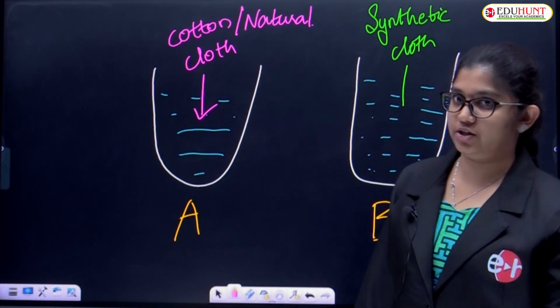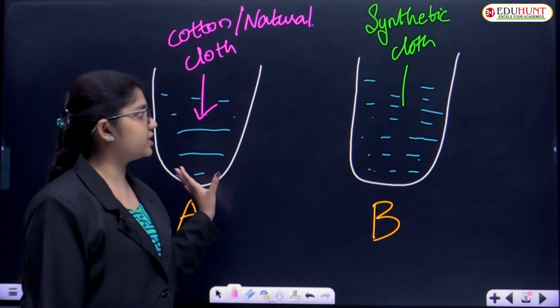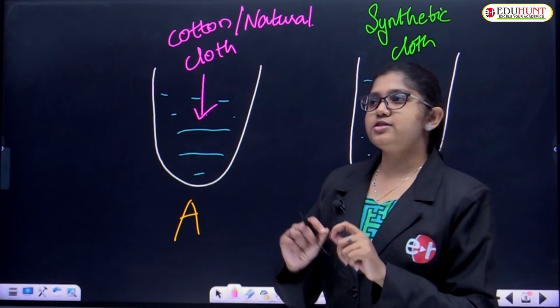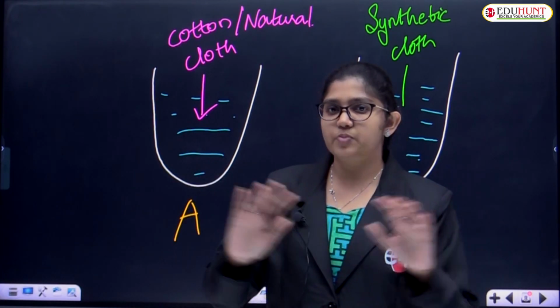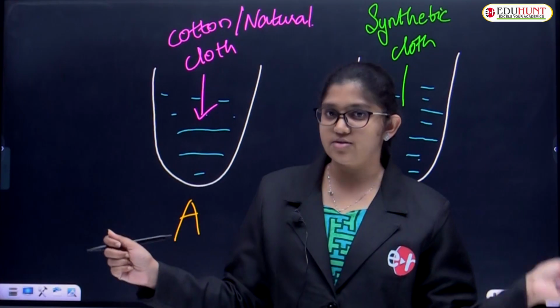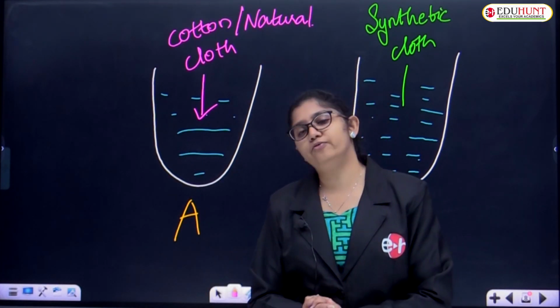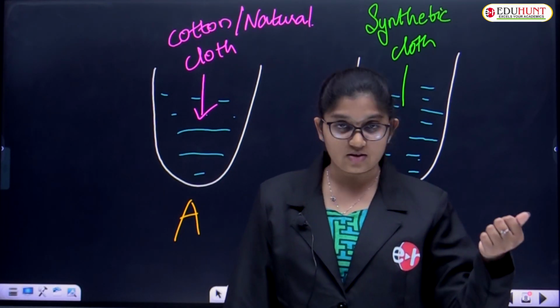This is my first question, children. My next question is, after taking both cloths outside, you spread them in the sun. Spread those 2 pieces of cloth, the natural cloth and the synthetic cloth, and leave them in the sun for a few or 5 minutes. Then go and observe, touch the cloth, how it is.